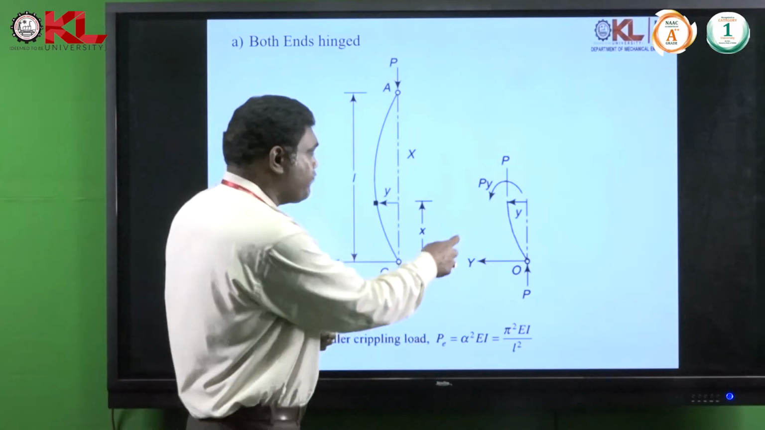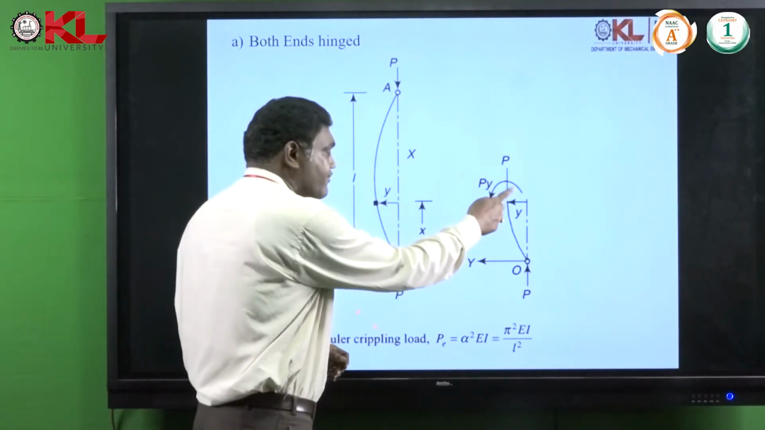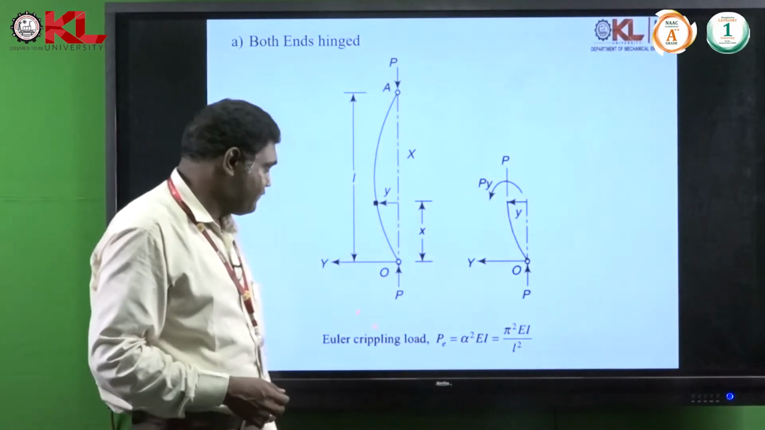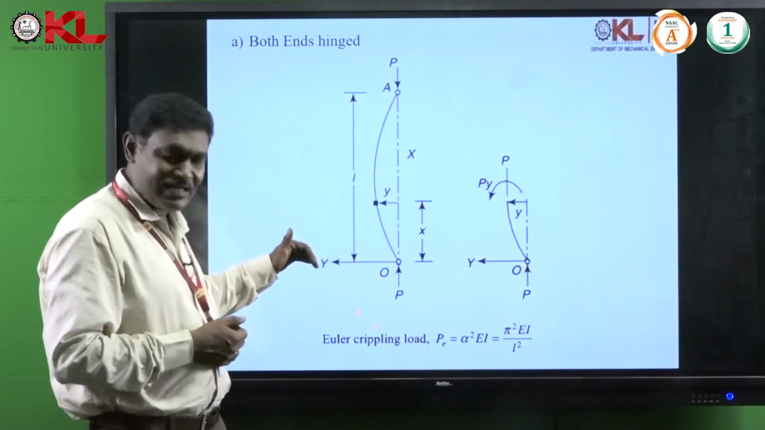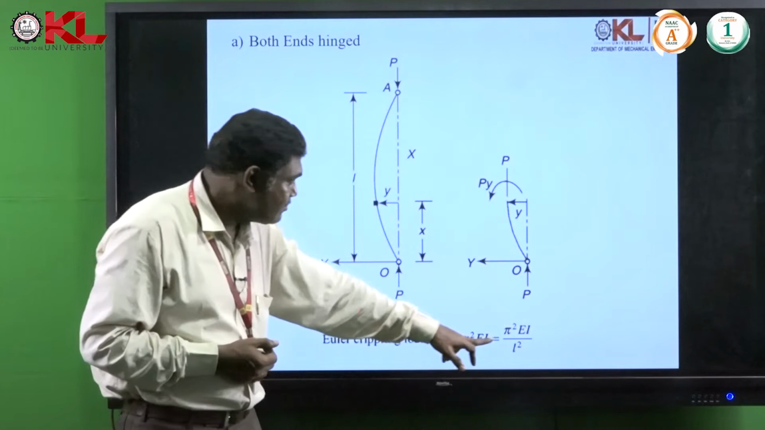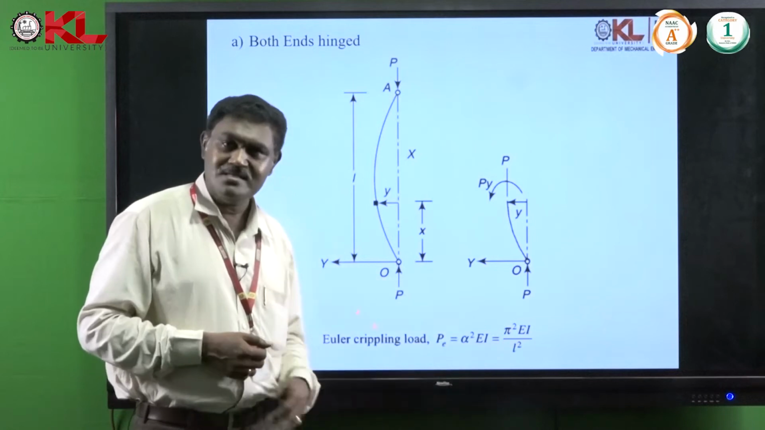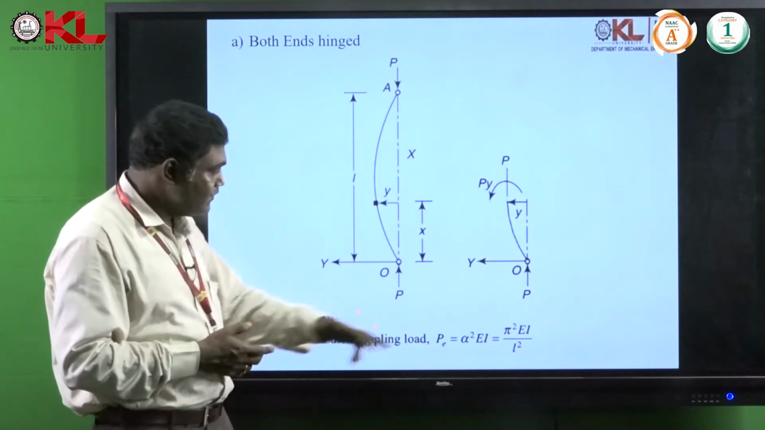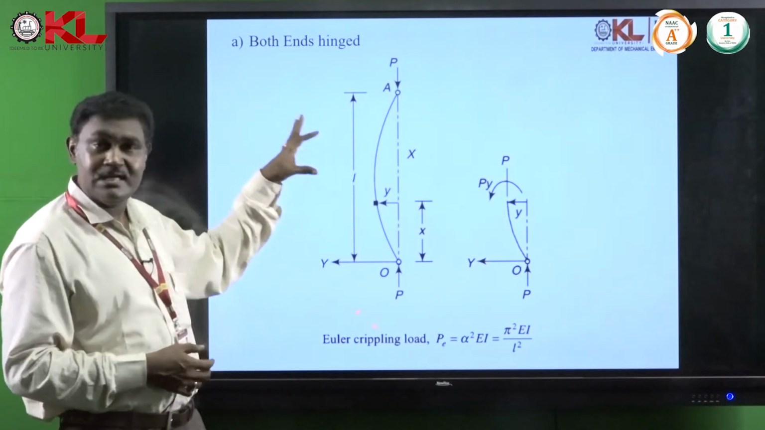Now you can apply the moment, P into the lateral distance y, which will be acting in this direction. It causes the column to move in this direction. Now, by using Euler's formula, we can find the crippling load acting on the column. It is obtained by the formula Pe equals pi squared E I by L squared. Here E is the Young's modulus of the column material, I is the moment of inertia of the cross section of the column, and L is the length of the column. This is for the first case, both ends hinged.